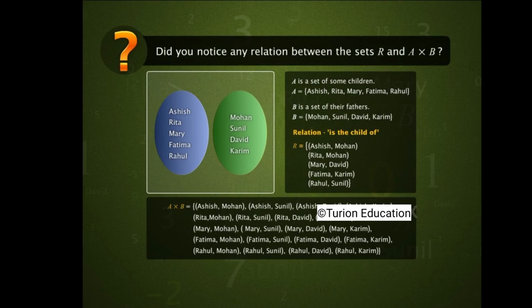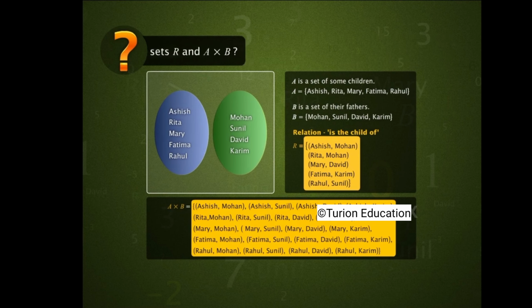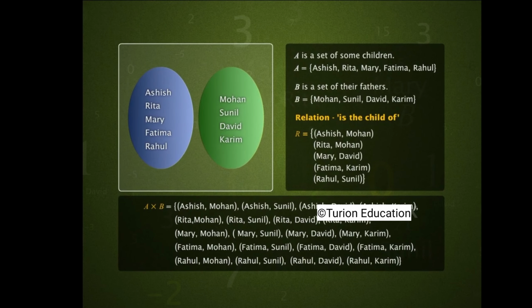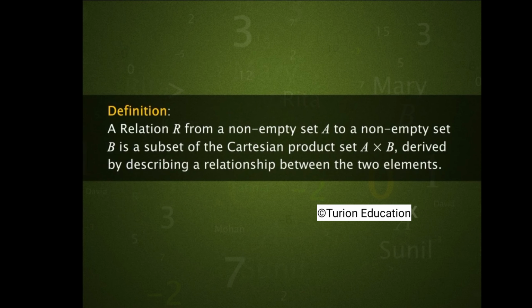Did you notice any relation between the sets R and A cross B? We can see that all the ordered pairs in R are also there in A cross B, so R is a subset of A cross B. We will use this to define a relation mathematically. A relation R from a non-empty set A to a non-empty set B is a subset of the Cartesian product set A cross B. This subset is derived by describing a relationship between the first element and the second element of the ordered pairs in A cross B.